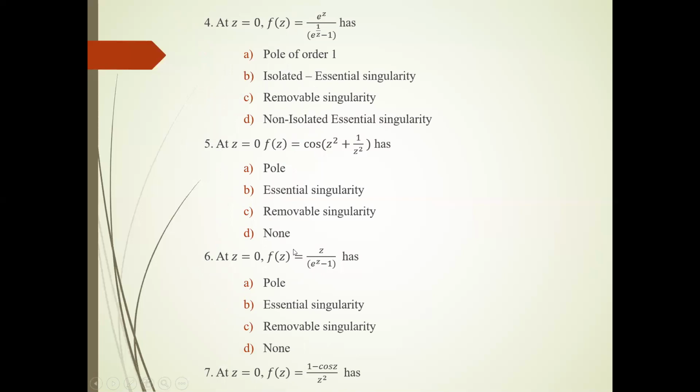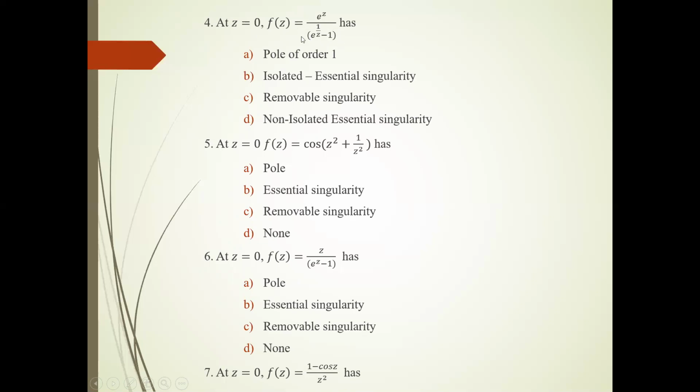Next, question number 4. At z equal to 0, f(z) is equal to e raised to z upon e raised to 1 upon z minus 1. First check: if we put a limit here, what do we get? E raised to 1 upon 0. That limit does not exist. If we apply the limit on the denominator, that limit does not exist.